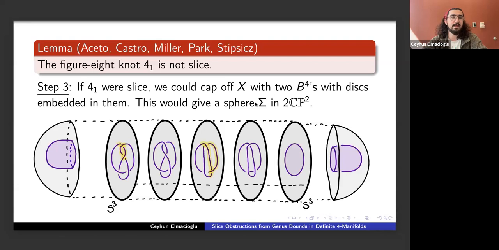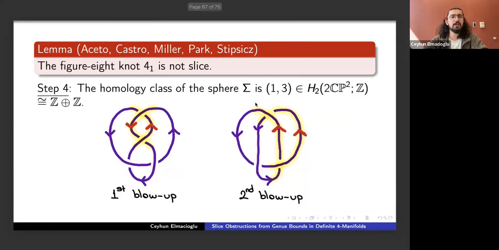So we could cap off at the end, and that would give us a sphere, because there's no genus here, a sphere in 2CP2. But if you look at the homology class represented by the sphere, we look at where we blew up. And if you remember the trick we're using on the left, since they are not consistently oriented, the corresponding algebraic intersection number is 1. And for the second one, it's 3. That algebraic intersection number gives us the homology class of the sphere in the second homology group of 2CP2. So this sphere that we constructed represents the homology class 1,3 in 2CP2.